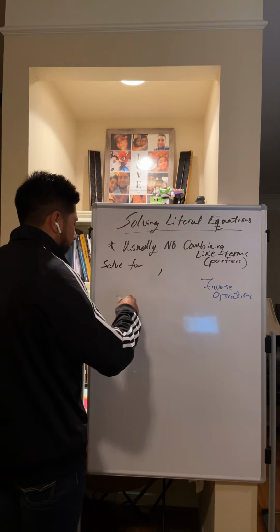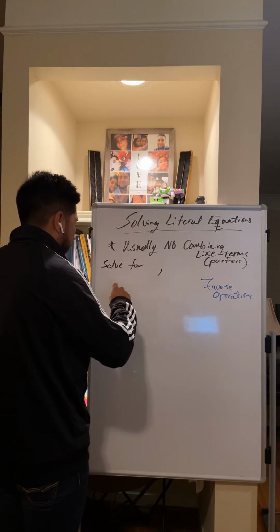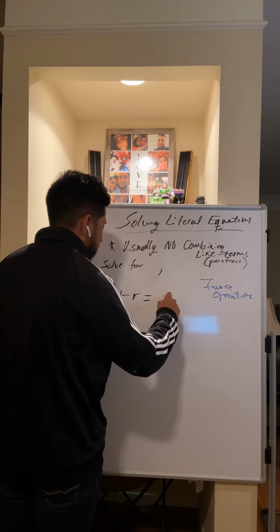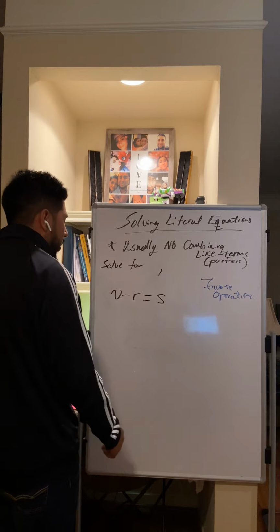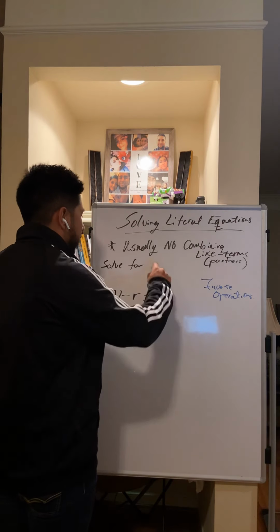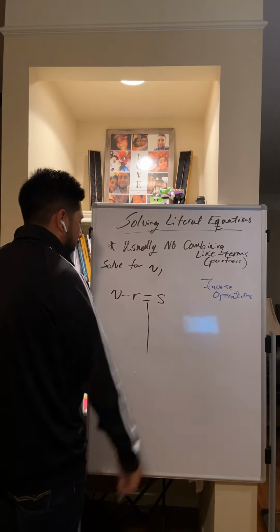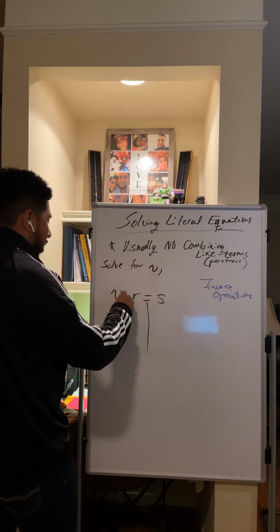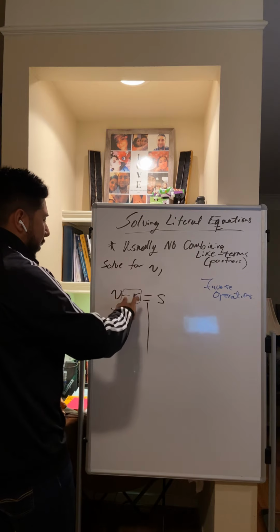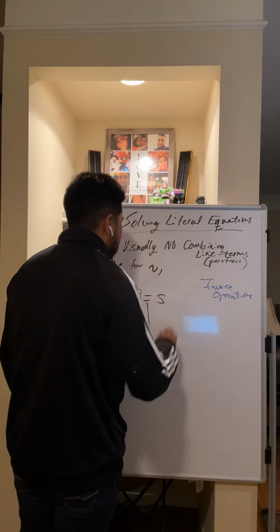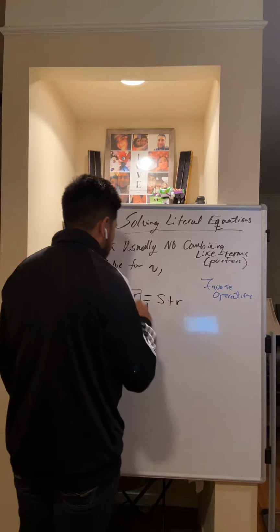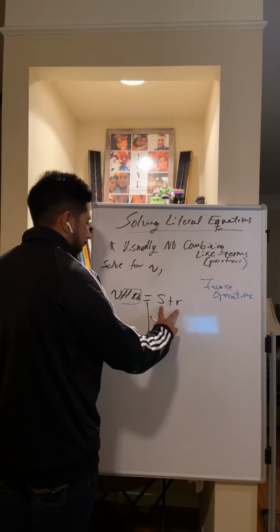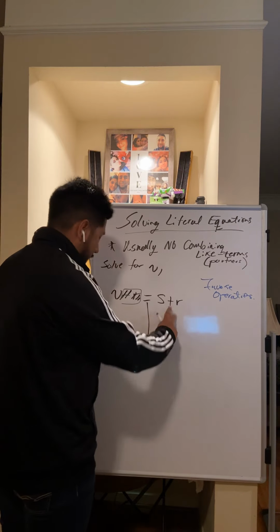One more of the same. I have V minus R equals S. And I want V by itself. Border. V needs to be by itself. That means I gotta get rid of this R. Sir, it's minus. So what happens when I throw minus to the other side? Turns into a plus. Kaboom. V equals... Can I put S and R together? I cannot.